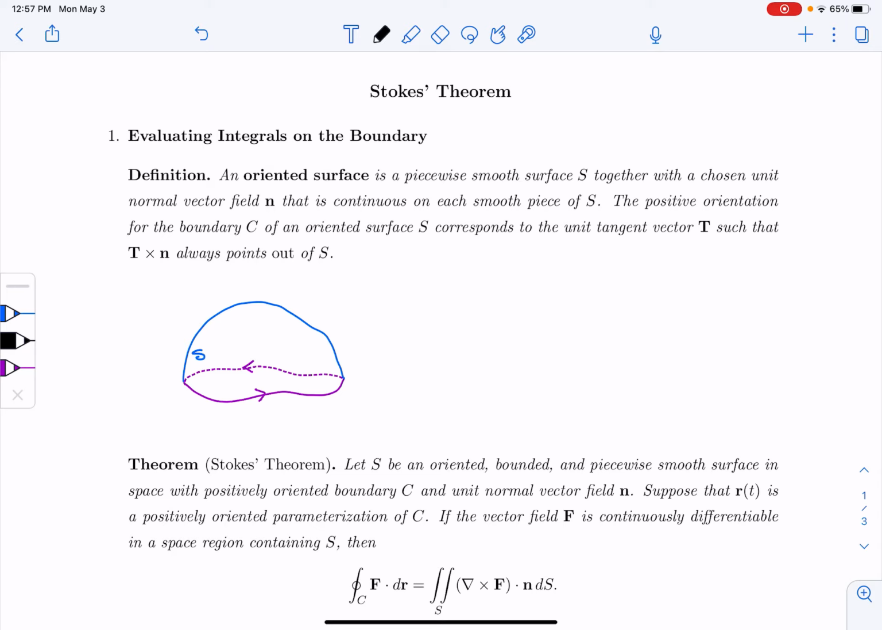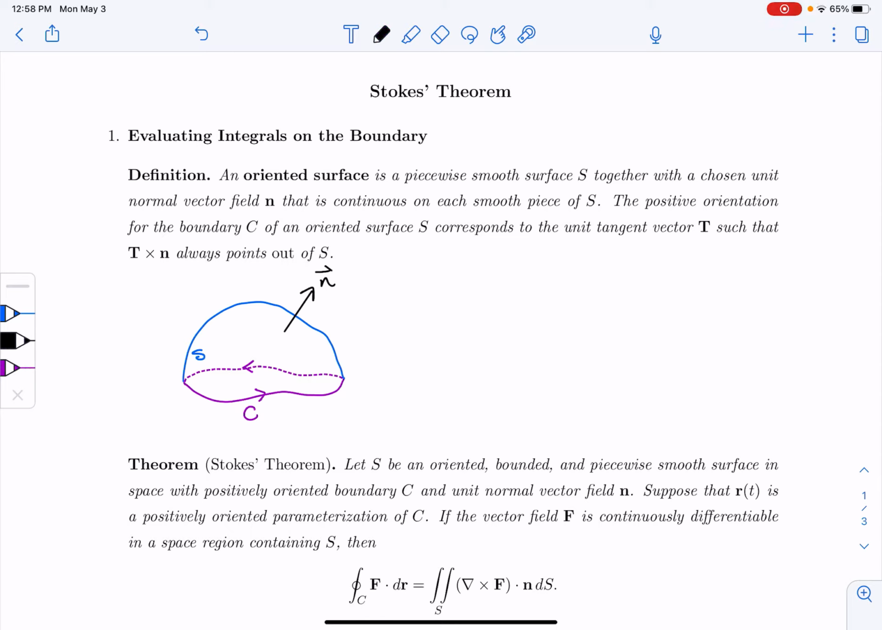So for every point on S, we're going to have a unit normal vector, and I'll call that unit normal n. And then the positive orientation for the boundary C of an oriented surface S, as pictured here. So I'm going to have a boundary of this open surface, and that surface is going to be bounded by a curve C. I'm going to orient it in this direction.